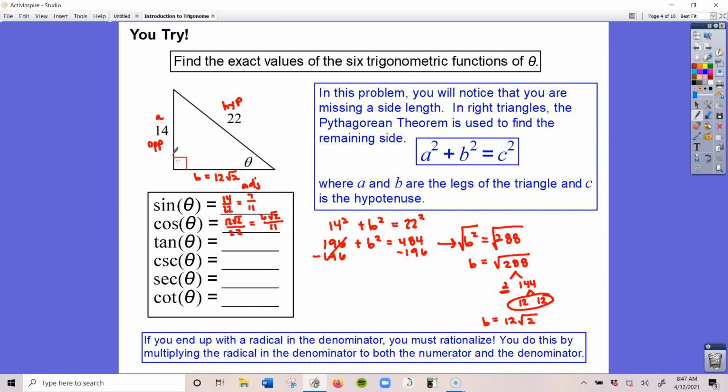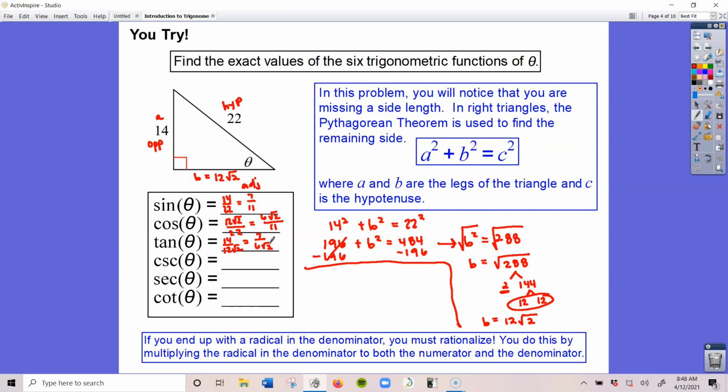Tangent is opposite over the adjacent. So 14 over 12 square root of 2. Now again, I know that I can simplify this. The outsides here, 14 and 12, can be simplified by 2, which is 7 over 6 square root of 2. Now, what's important to remember is you can never have a square root in the denominator. That's just a no-no, okay? Simply because if you leave it inside the square root, that is an irrational number.